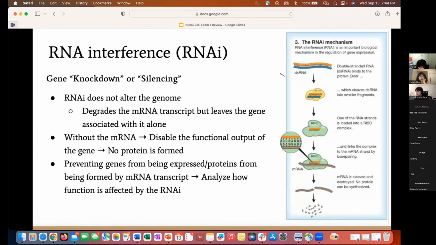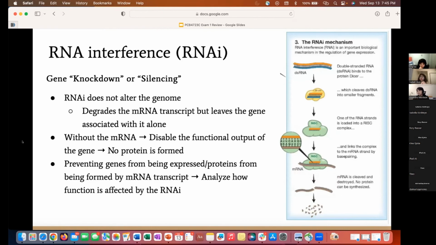For this next one, I'm going to be talking about RNA interference. This reverse approach actually involves direct manipulation of the genes and proteins. RNA interference is also known as gene knockdown or silencing. That's an important term that you should really know, because knockdown implies that it can get back up. What I mean by that is that RNA interference doesn't necessarily alter the genome. It does nothing to the genome.